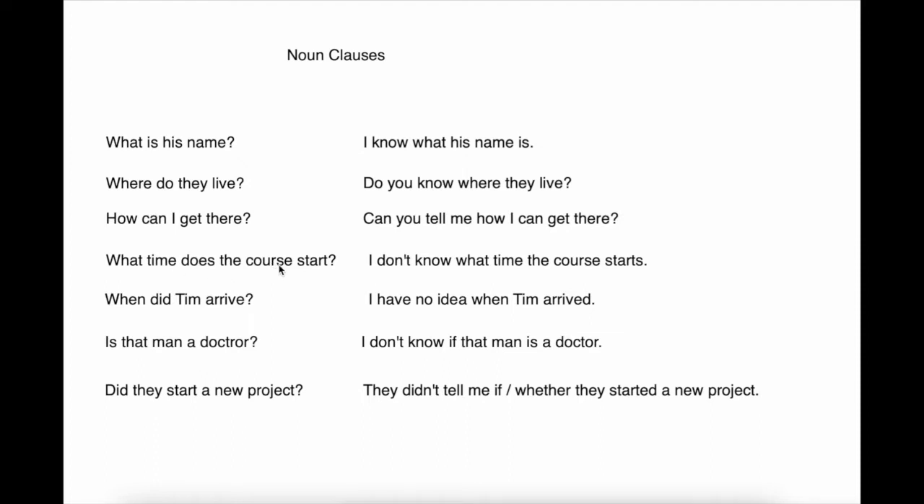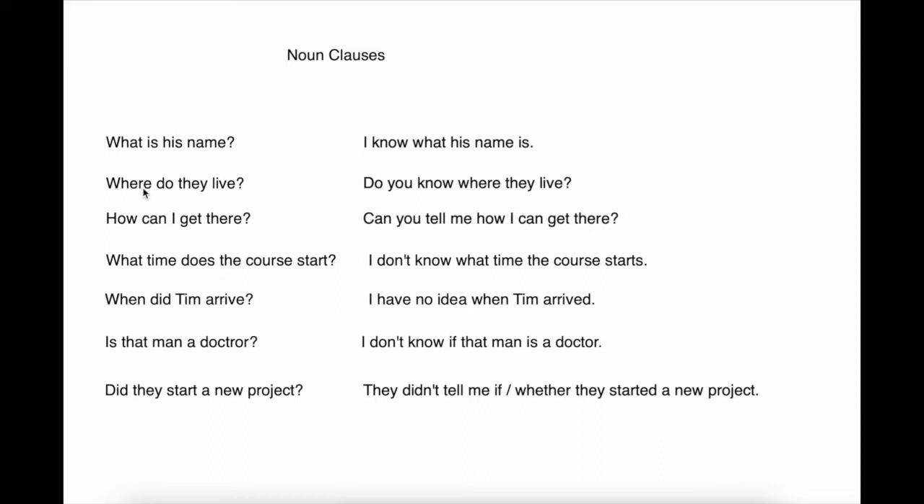What time does the course start? Remember, present tense. I don't know what time the course starts. Singular, present tense. Yani dersin saat kaçta başladığını bilmiyorum. When did Tim arrive? This is just a sentence, in question or interrogative form. And simple past: I have no idea when Tim arrived. This is the noun clause and this is the main clause.